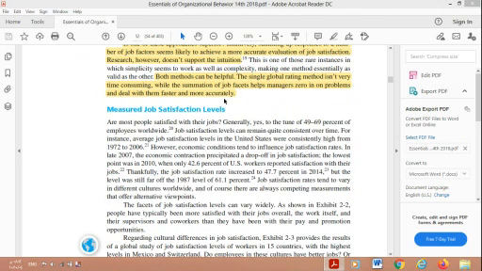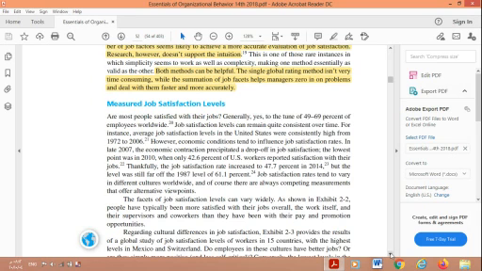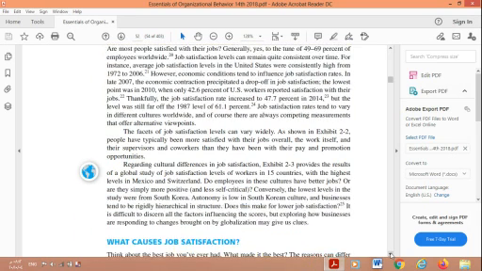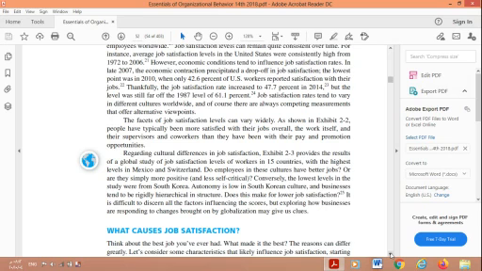So we can say that the second method, summation of job facets, gives us more details about the causes of this problem or of dissatisfaction, and we can deal with it faster and change or modify it. Okay.